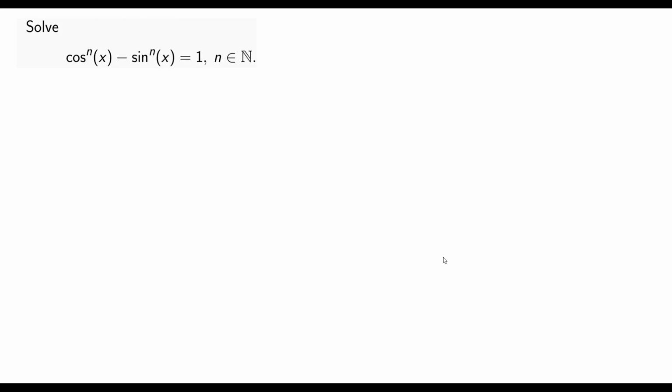And yeah, the problem is cosine to the nth of x minus sine to the nth of x is equal to 1, where n is a natural number. Let's dive in.